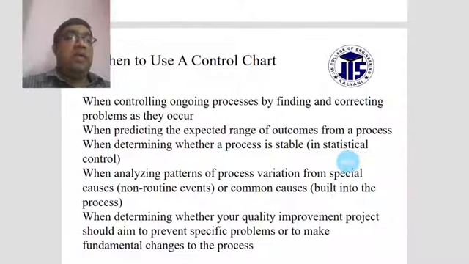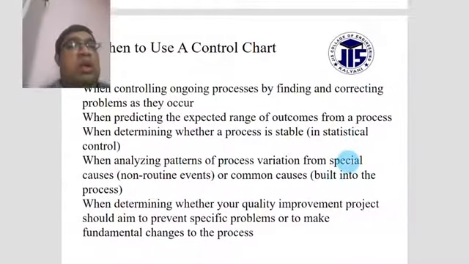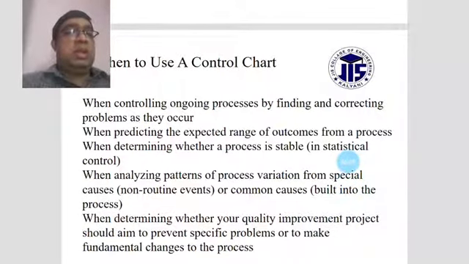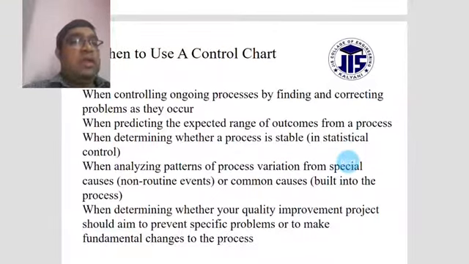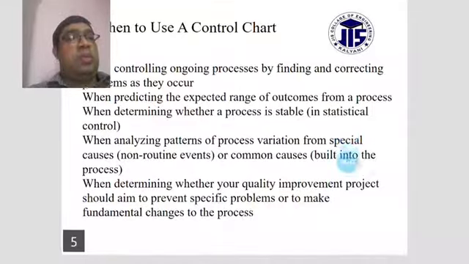Special causes are non-routine events that will be found, or the common causes built into the process. Another use is determining whether your quality improvement project should aim to prevent specific problems or to make a fundamental change to the process, and that will be the focus.